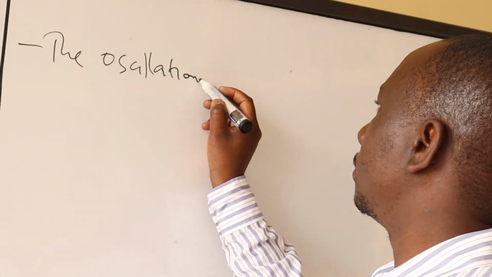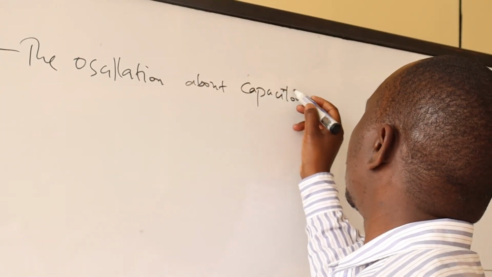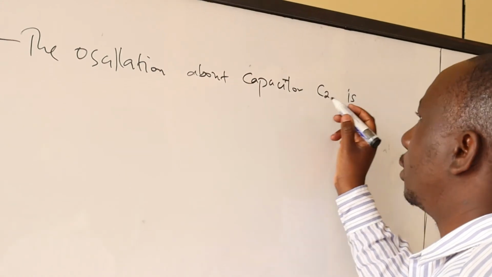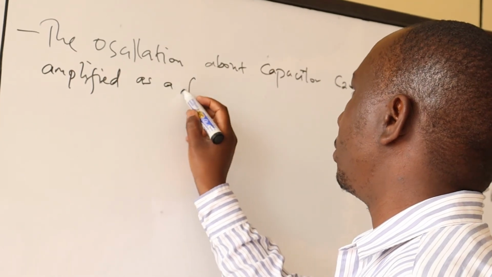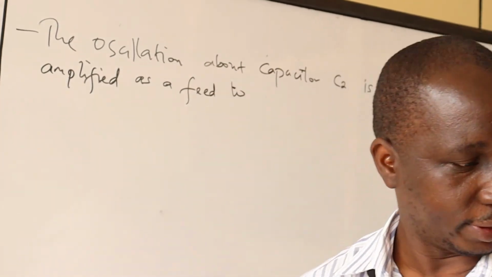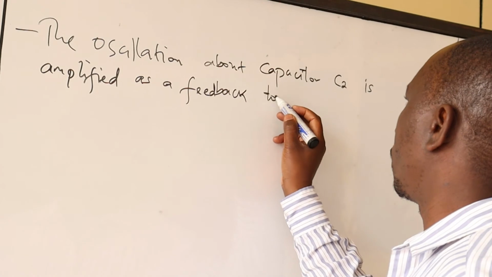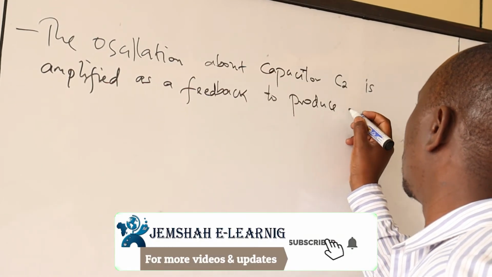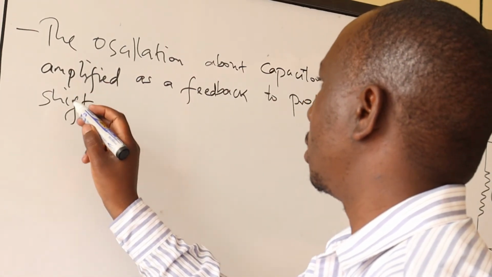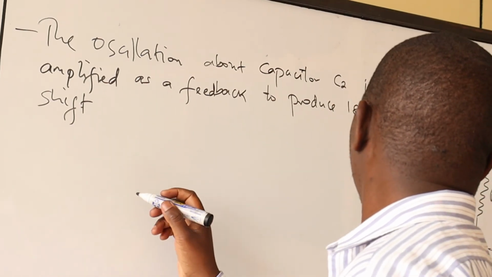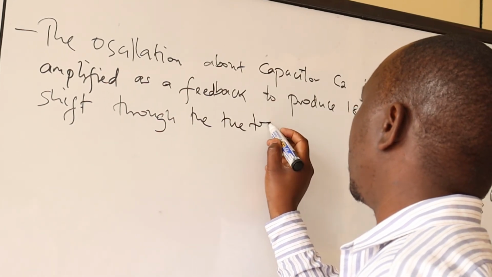So the oscillation about capacitor C2 is amplified as a feedback to produce a 180 degrees phase shift through the transistor.